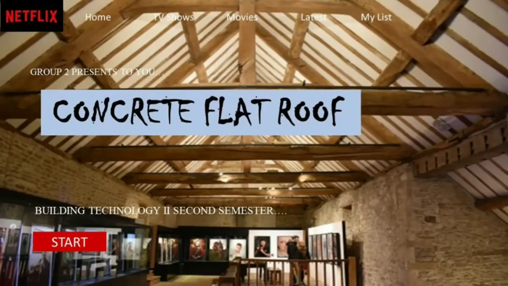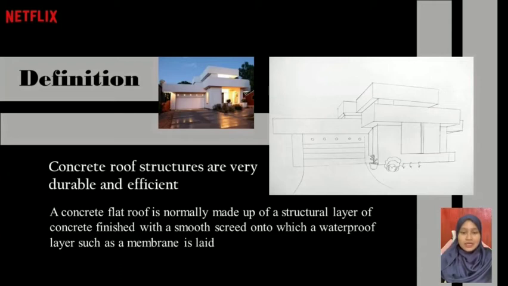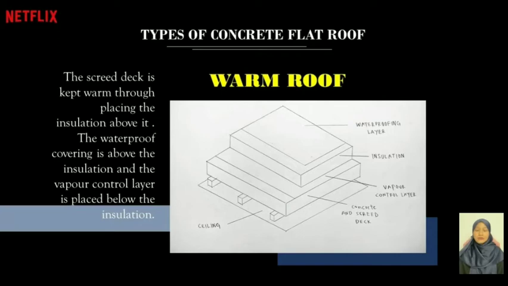So next, we move to concrete flat roof. A concrete flat roof is normally made up of a structural layer of concrete, finished with a smooth screed onto which a waterproof layer, such as a membrane, is laid. The roof should incorporate insulation and usually a vapor control layer to protect from interstitial condensation. Concrete roof structures are very durable and efficient. They can serve a multi-purpose function of being a roof, a relaxation area, a parking lot, or a landing base for a helicopter.